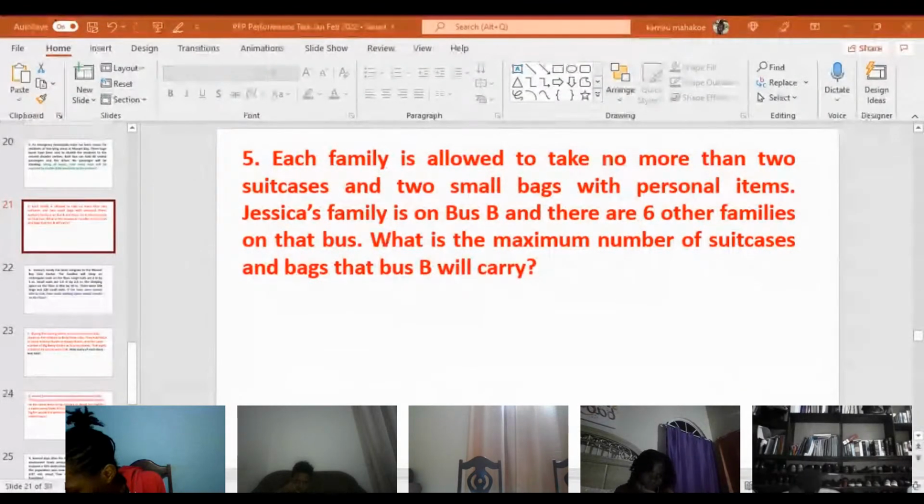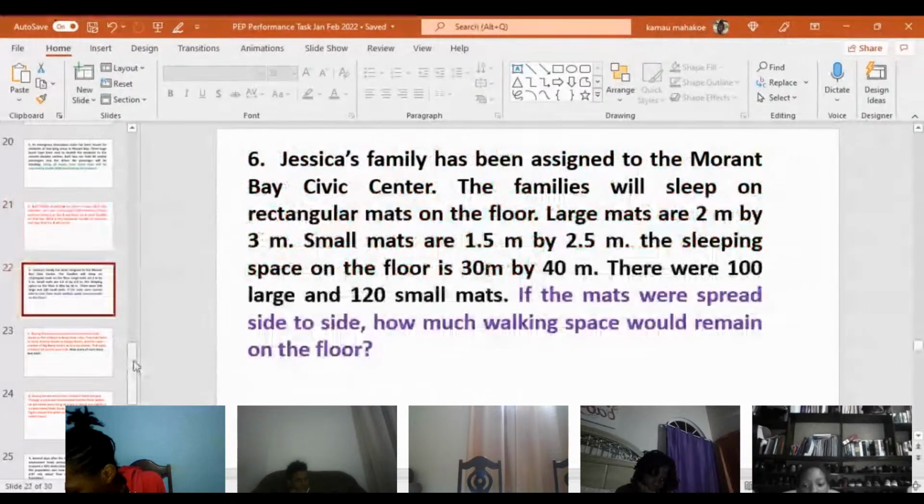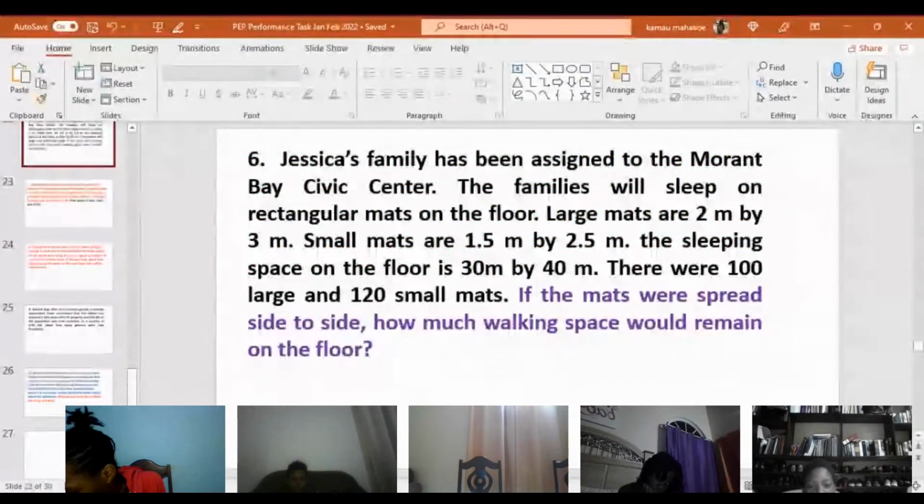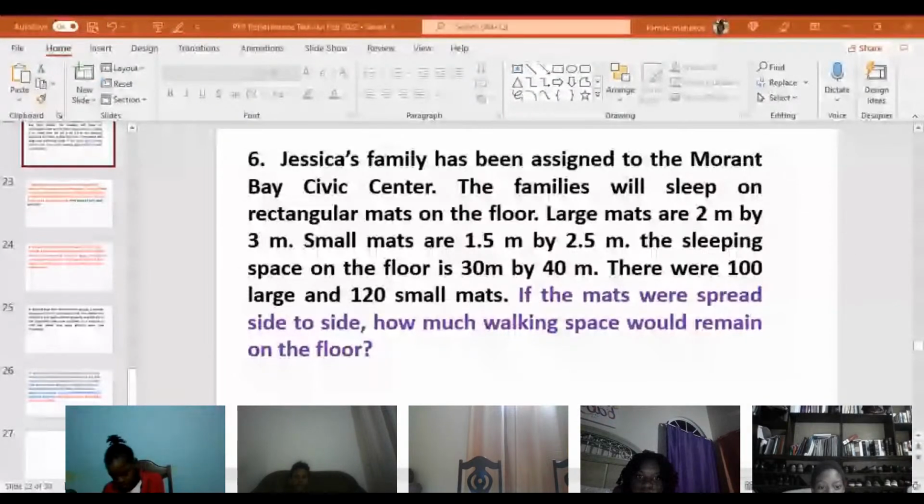All right, John, it's your turn to read. Question 6, please. Okay, Miss. Number 6. Jessica's family has been assigned to the Morant Bay Civic Center. The families will sleep on rectangular mats on the floor. Large mats are 2 meters by 3 meters. Small mats are 1.5 meters by 2.5 meters. The sleeping space on the floor is 30 meters by 40 meters. There were 100 large and 120 small mats. If the mats were spread side to side, how much walking space would remain on the floor?